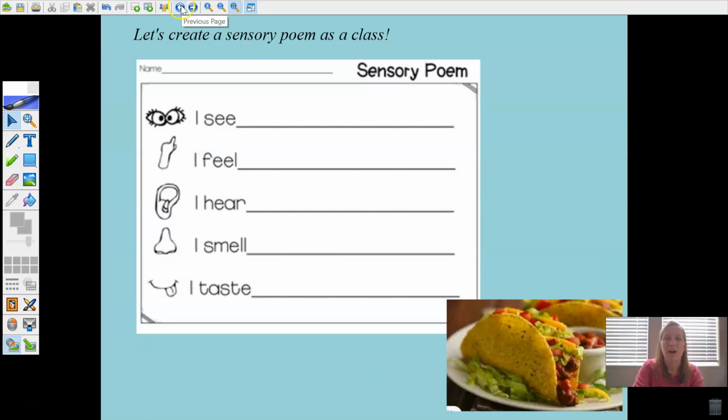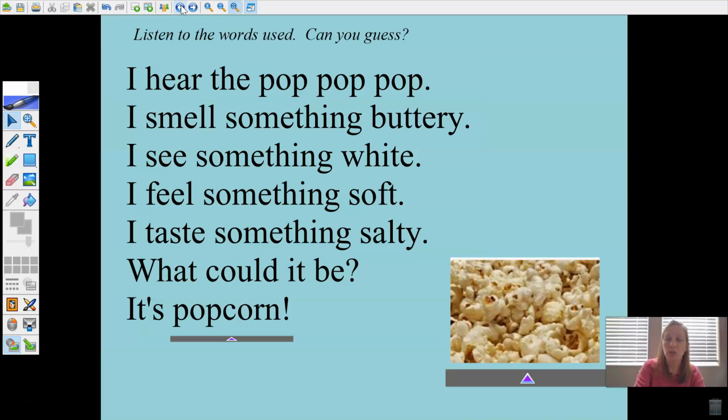All right. Now, before we create a sensory poem, I want you to press the blue arrow, and I want you to play the matching game. The matching game will have you match the words to the picture, and at the end it will tell you if you are right or wrong, the sensory word to the picture that it matches. Then you're going to come back to me on the next arrow. We're going to create our own sensory poem, and then it's going to be your turn to create a sensory poem.